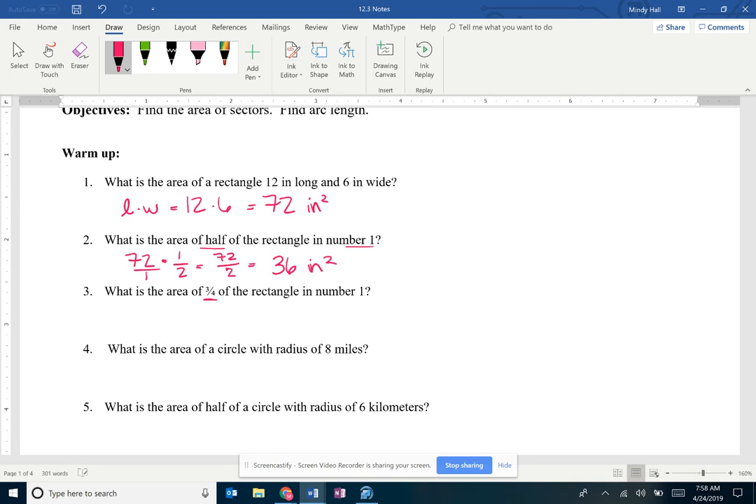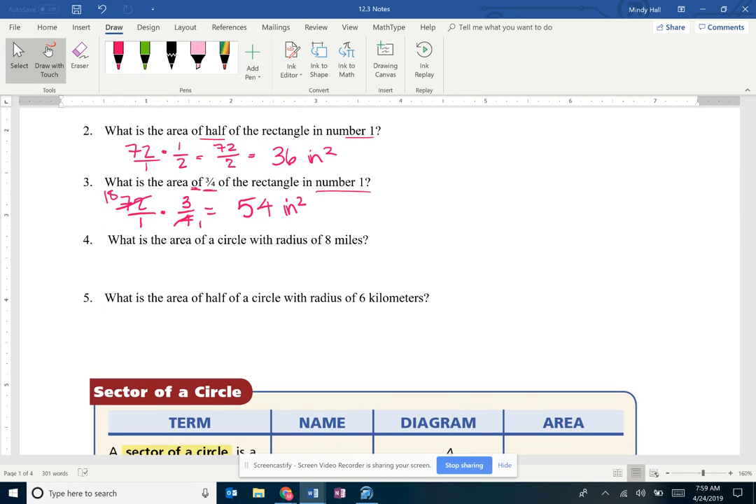What is the area of 3/4 of the rectangle in number 1? Again, we have that 72 over 1. And when you're looking at area of, your magical little word is to multiply. So we are multiplying by 3/4. Just remember, I didn't do it with number 2, but you can cross simplify. If you see a number in the top that can be divided by a number in the bottom, that's totally fine. So 72 and 4, 72 can be divided by 4 because it's 18. So 72 becomes 18, and that 4 divided by 4 just becomes a 1. So 18 times 3 is 54 inches squared.